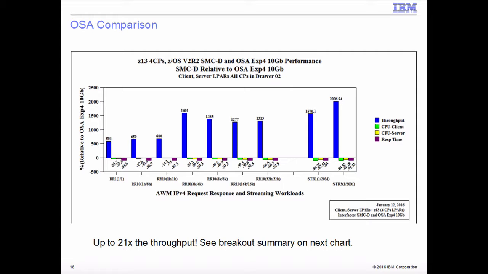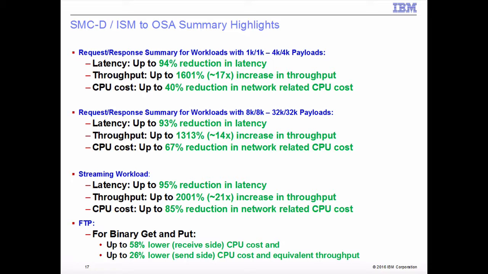So when you have 21 times the throughput in some cases for Stream 3, this is just memory bandwidth based on the architecture of SMC-D and ISM. Again, compared to OSA, if you look at the next chart, we provide the words behind the charts. At the very top is request response small payloads, then request response large payloads, and finally streaming, providing a summary of latency, throughput, and CPU cost. The numbers are quite compelling, where you're talking 20 times the throughput, 14 times. Again, the CPU savings opportunity is also significant.